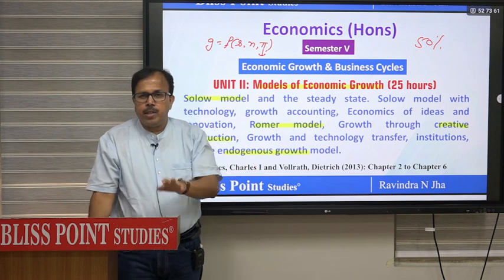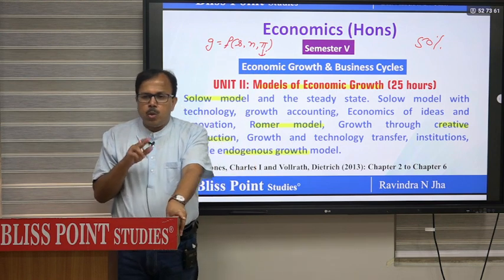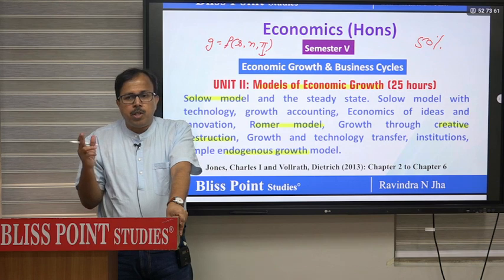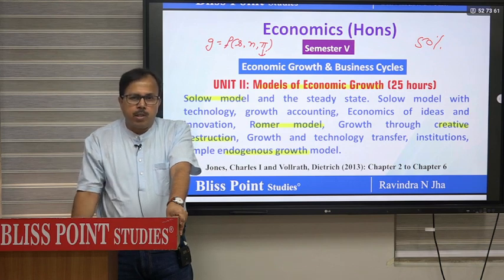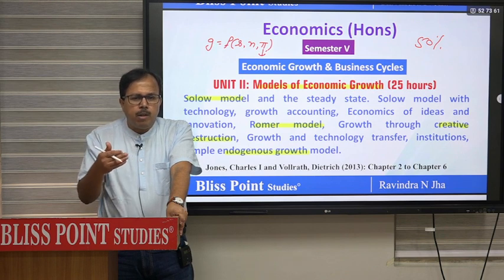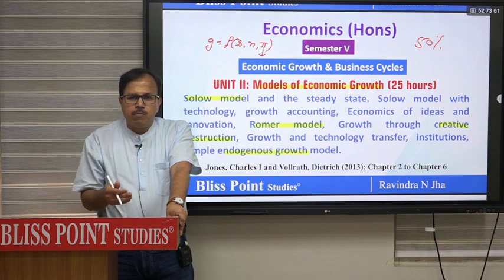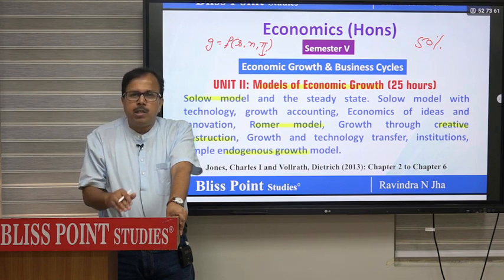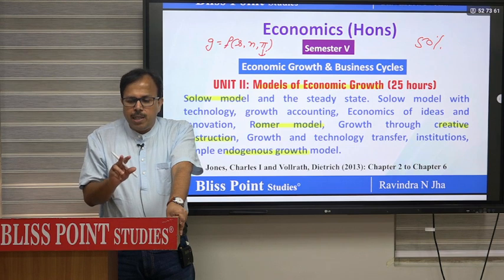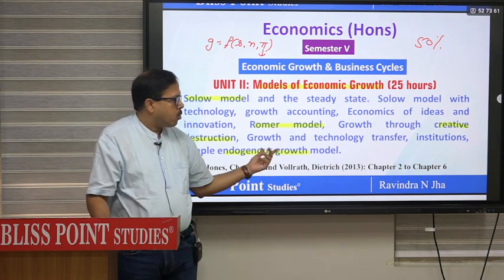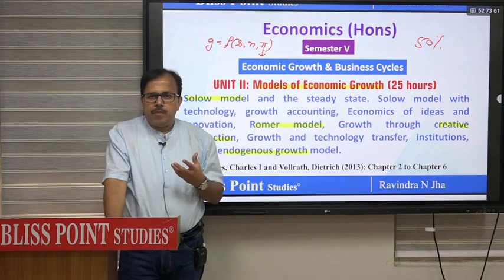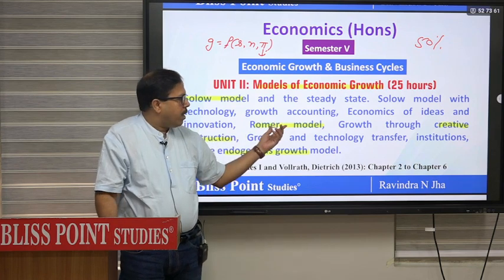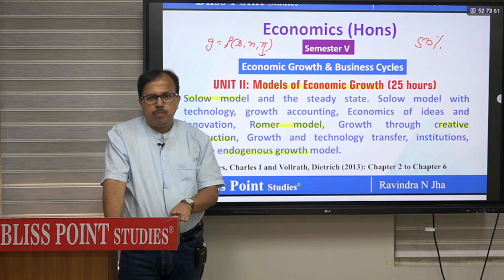Like population growth rate. The economy's growth rate is determined by the population, but the population growth rate is also determined by the economic growth rate. The theory of demographic transition says that as the economy develops, the population growth rate will change. That means growth will determine the population, but population is also determining the growth. So when we explain that process, the model will be called the endogenous growth model.